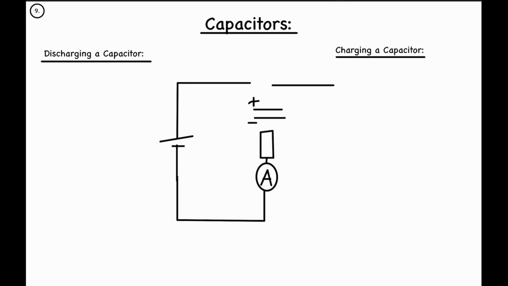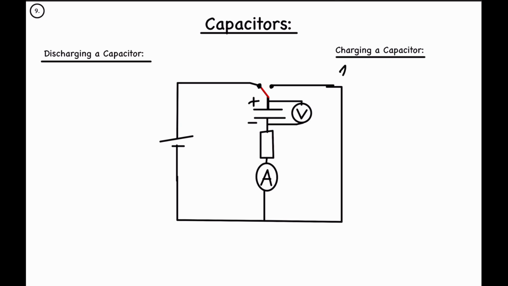And this is connected to the switch, and across the capacitor you could have a voltmeter, and on the other side of the circuit you just connect the rest. So when you have it charging, you would connect it to the battery side of the circuit, and when you have it discharging, you connect it to the other side of the circuit. So let's go through the steps for charging a capacitor first.